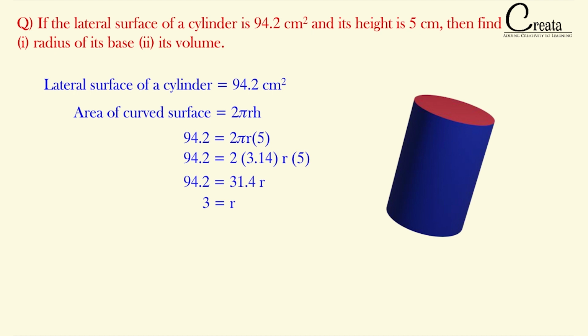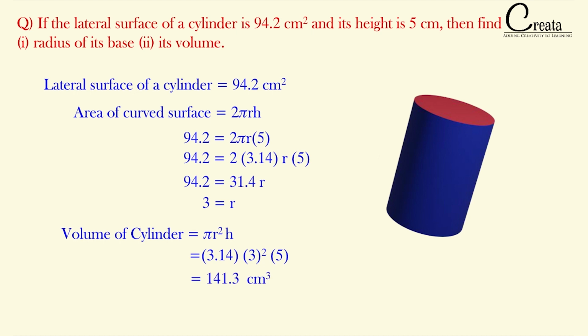In the next part, we have to calculate the volume. So what is the volume of the cylinder? Volume of the cylinder is pi r square h. So we know the radius as 3 centimeter and in the question the height is given as 5 centimeter. Let's solve it. We got the answer as 141.3 centimeter cube. Okay, that is the answer of the question.